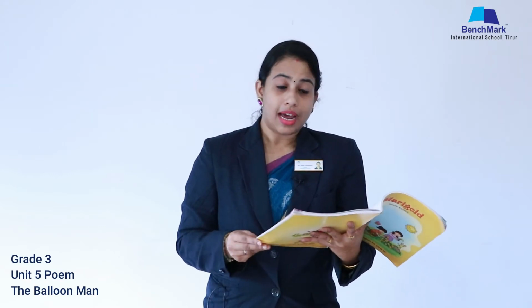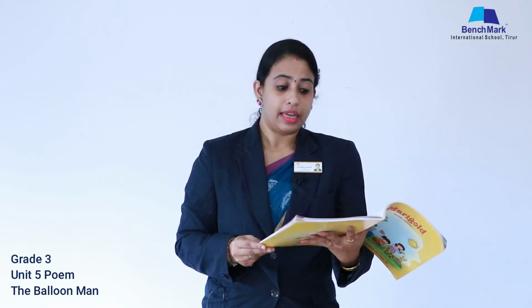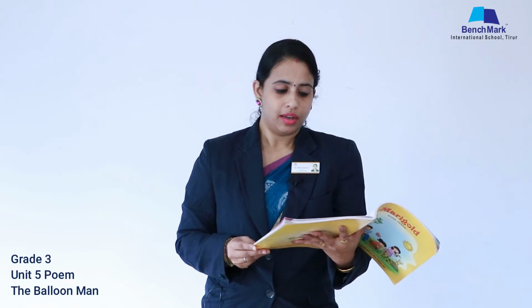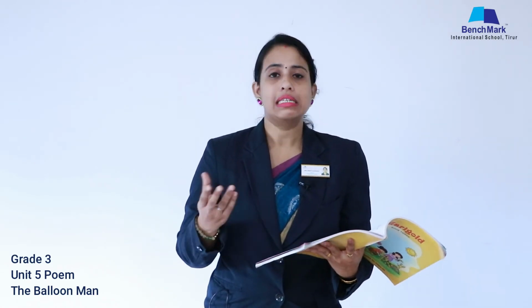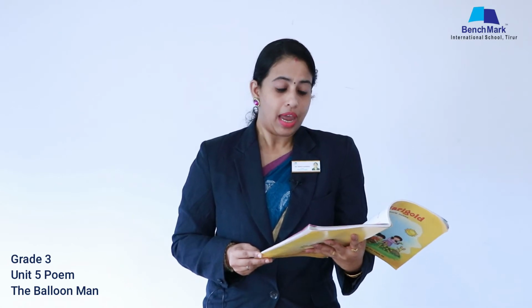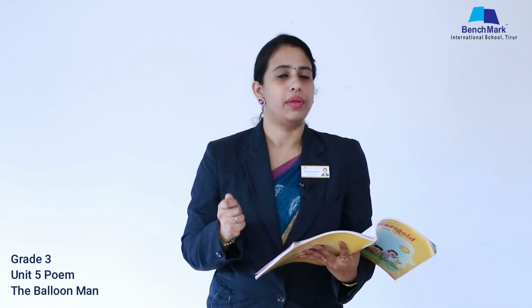And some are big and some are small, all tied together with a string. And if there is a wind at all, they tug and tug like anything. So in these lines he is telling the balloon seller is selling different sizes of balloons, some are big, some are small, some have different shapes also. You can see the textbook. Yeah, you can see the pictures given there, and they are all tied together with a string.